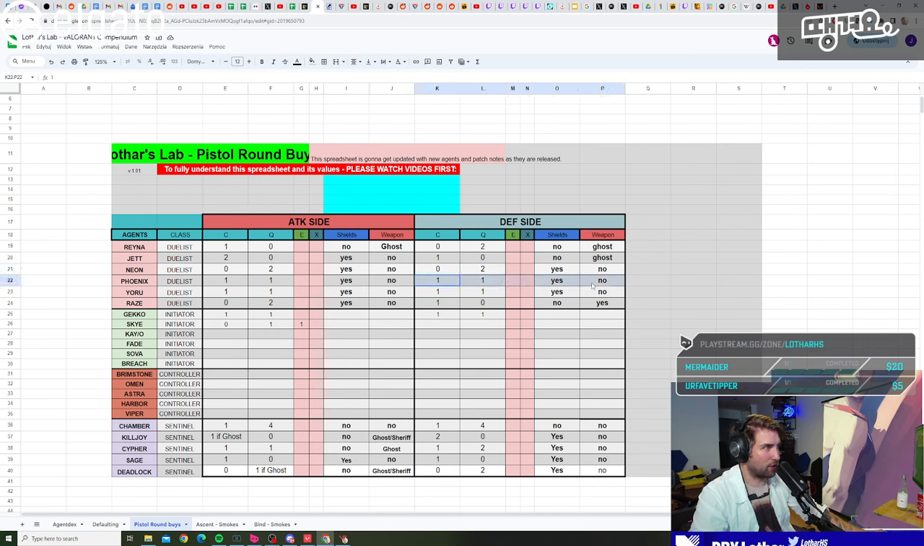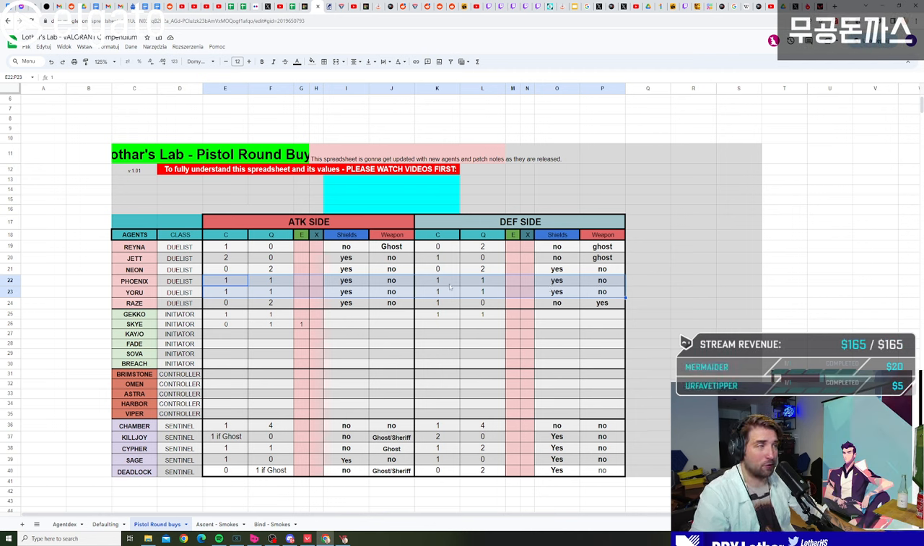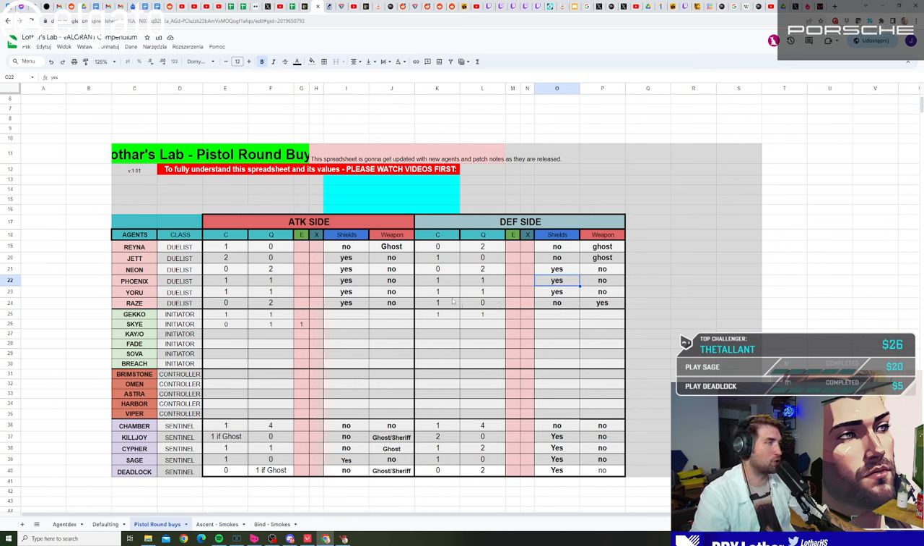Phoenix, same buy as on attack. Very efficient, very similar to what I said about Yoru. His kit is just so well designed to work in tandem with each other. And so it happens that you can buy literally every single piece of utility that you have alongside the shield. So you have a wall, one flash, and the shield. Very, very efficient. Same goes for Yoru, as I explained on attack.